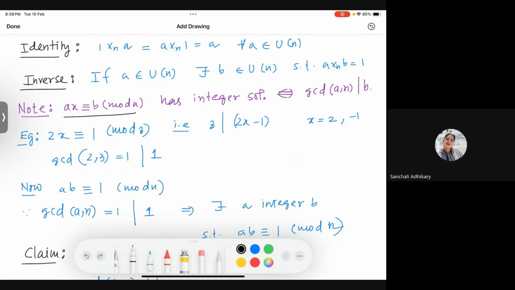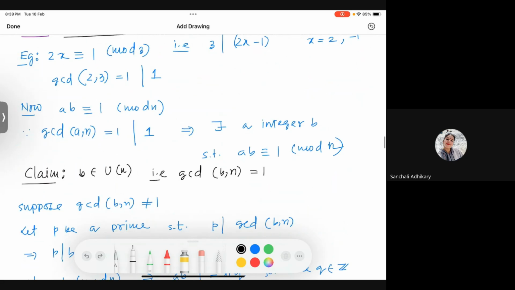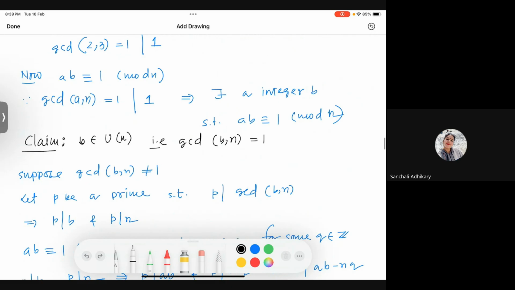Now, I need this. GCD of a comma n is 1 because a belongs to Un, and 1 divides b, right? So this has an integer solution. Say the solution is b. But I have a question: does the inverse belong to the set Un? So I want to know whether GCD of b comma n is 1 or not.